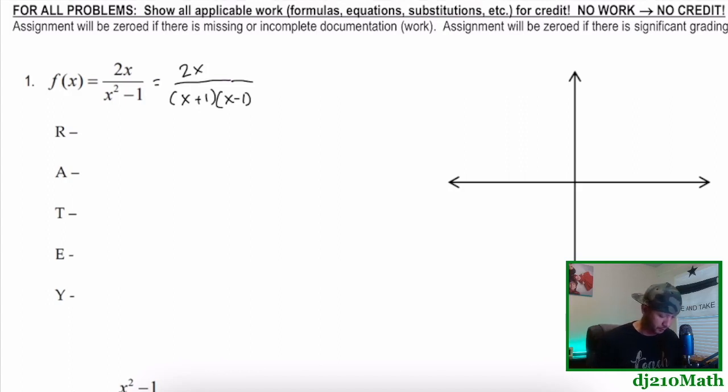All right, so first step, we set the top equal to 0. So x equals 0 is our x-intercept. Second step, vertical asymptotes, we set the bottom equal to 0. So this means x is equal to -1 and +1. So there are vertical asymptotes at negative 1 and +1.